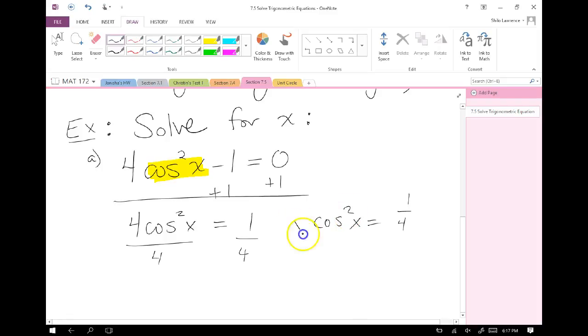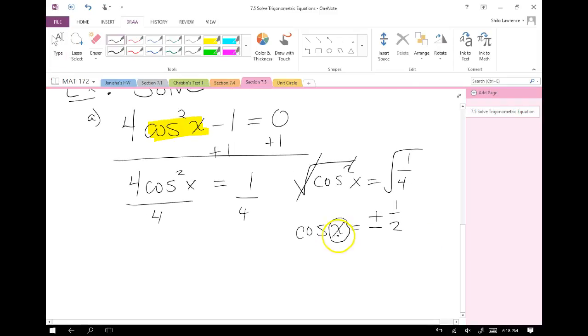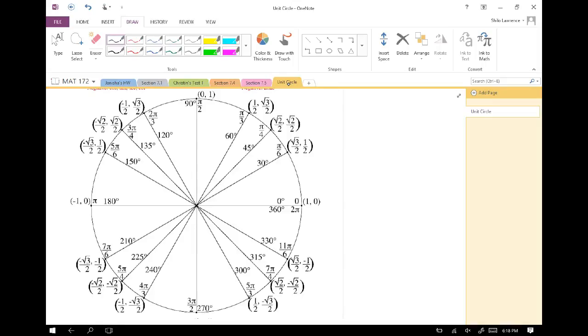And to get rid of the square, we square root both sides. Now you need to remember from algebra class that when you use square roots to solve, you've got to put plus and minus in front of your answer. And the square root of 1/4 is 1/2. So our answer is anywhere where cosine is equal to plus and minus 1/2. So if you look on your unit circle, we're looking for angles that have a cosine value of positive or negative 1/2. On our unit circle, the cosine value is the x value.